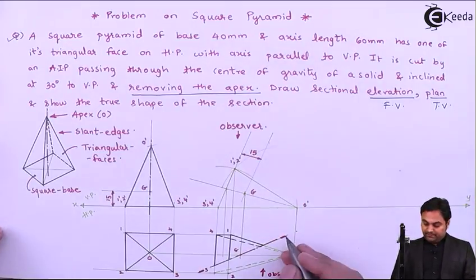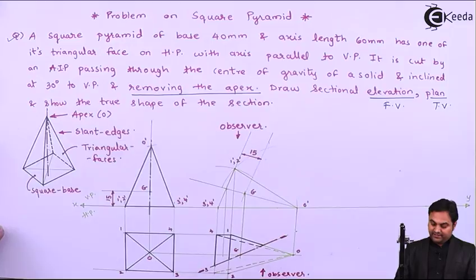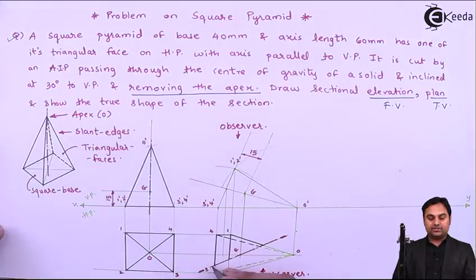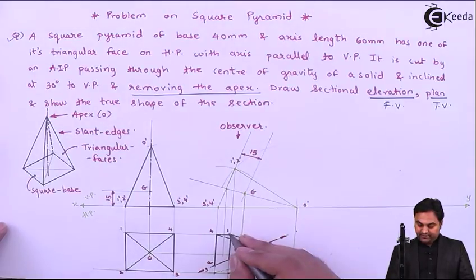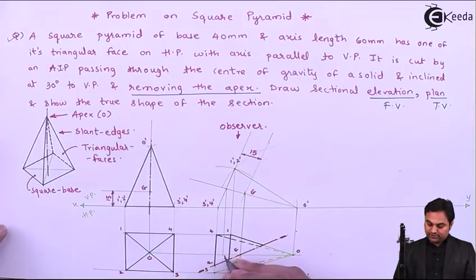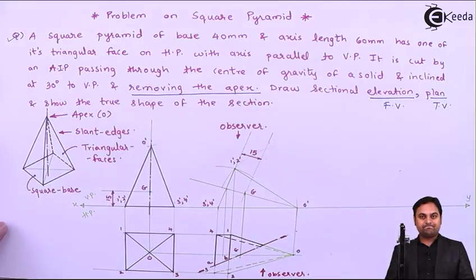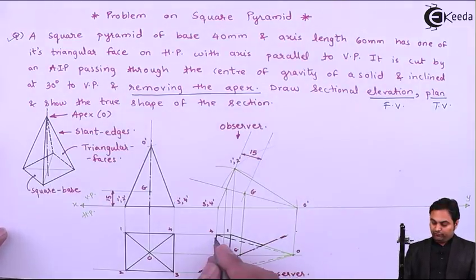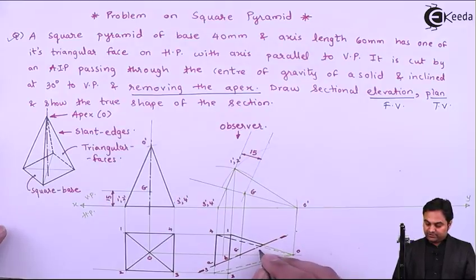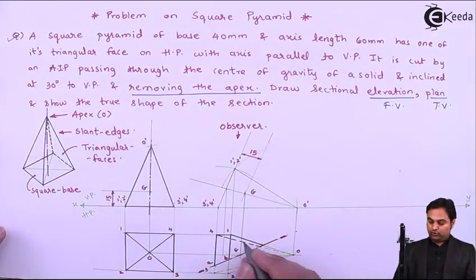Now where this cutting plane is cutting, it is cutting edge 3 and 4 at this location. I'll give that as point A. Then it is cutting edge 1 to 2 at this location, point B. O to 4 has been cut at this location, so this will be C, and O to 1 is being cut here, so that will be D.